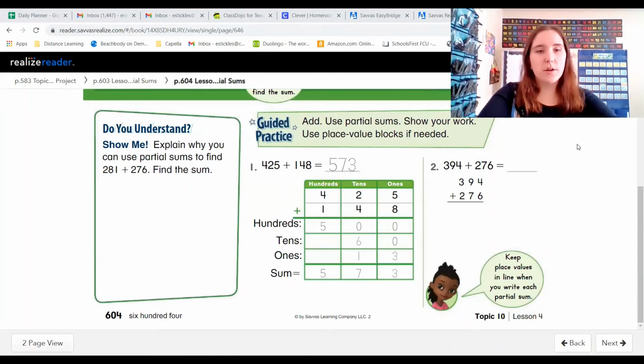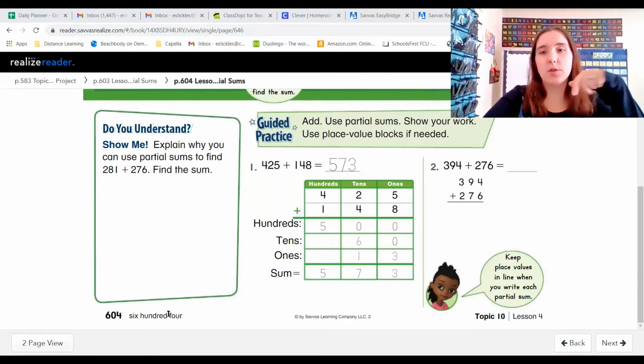Let's do some practice together in those workbooks. Okay, we are starting on page 604 in our workbook. So if you need to pause me to go get your workbook and a pencil, do that now. And then when you're ready, we'll go ahead and start with these two problems. It says add, use partial sums, and show your work. Use place value blocks if needed. So that's something if you want to draw those, you're more than welcome to.